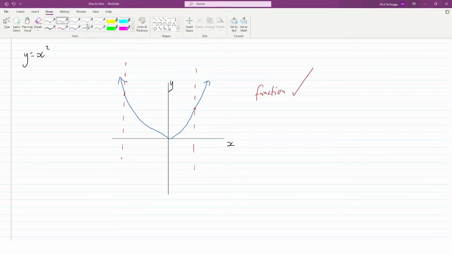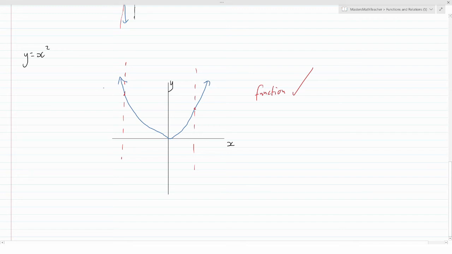Tick. But now let's check our horizontal line test. Once. Twice. Again, once, twice. Uh-oh. So, one-to-one, definitely not a one-to-one function, okay? So this is a function, but it is not one-to-one.